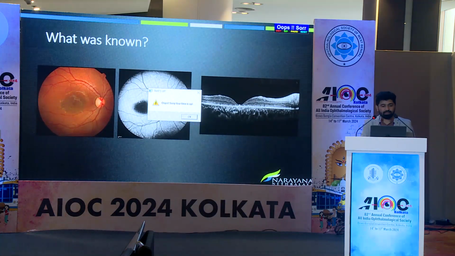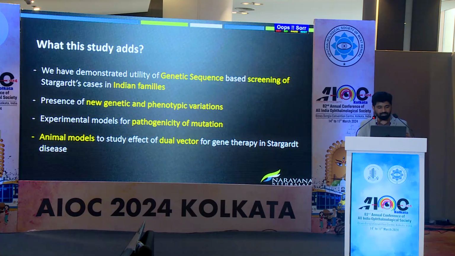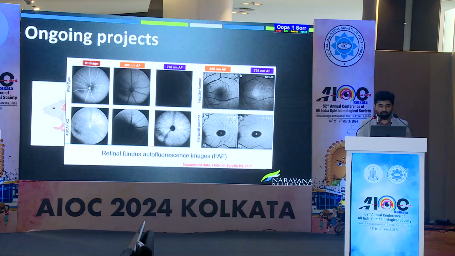This is how Stargardt disease looks, with atrophic macula, typical flecks, and outer retinal loss on OCT. What our study adds is genetic sequencing and screening of Stargardt in Indian families, presence of new genetic and phenotypic variations, experimental models for pathogenicity of mutations, and animal models to study the dual vector for gene therapy of Stargardt disease. These are our ongoing projects.